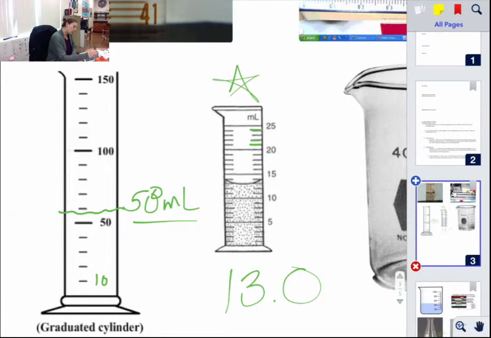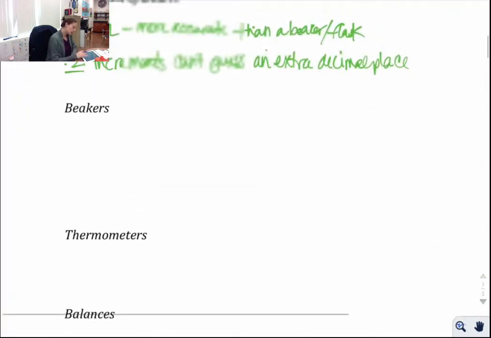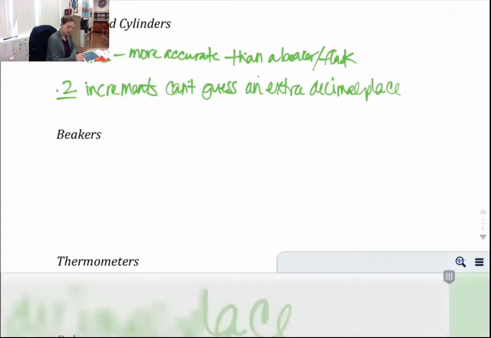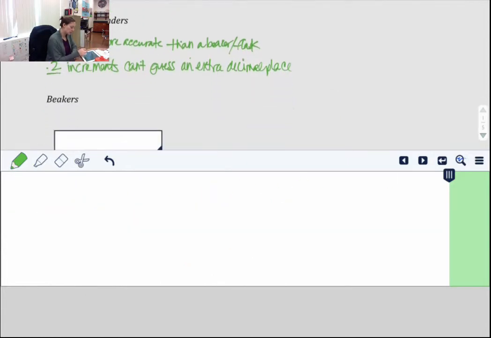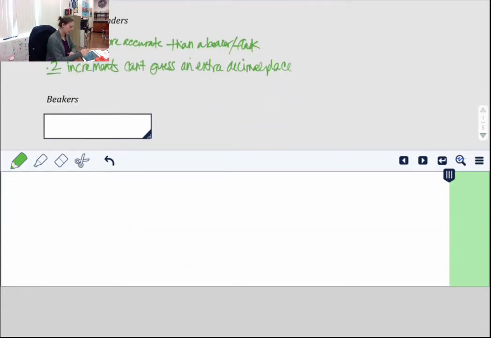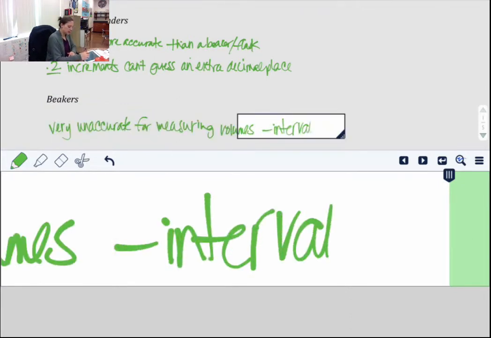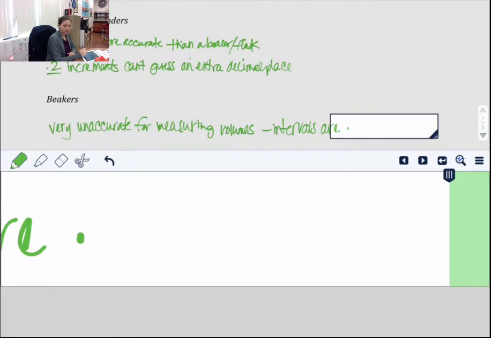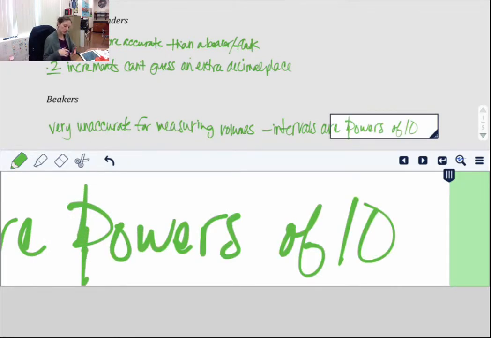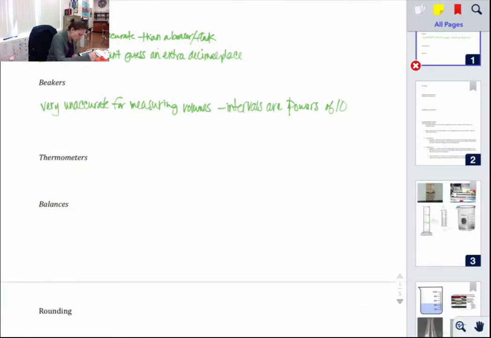Beakers. Beakers are not very nice either. Beakers are very imprecise when you're dealing with significant figures. They're just as imprecise, or as inaccurate, as a flask, mostly because, again, the intervals are not increments of 10 or powers of 10. So let's look at a couple of examples for these beakers. And I'll show you, because you have some of these in your drawer.